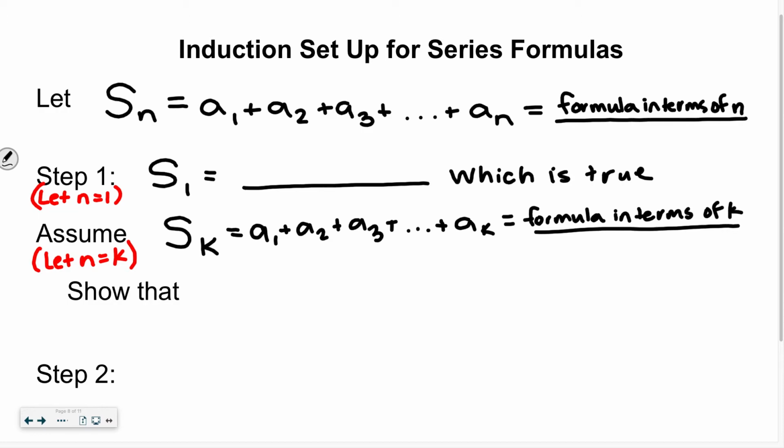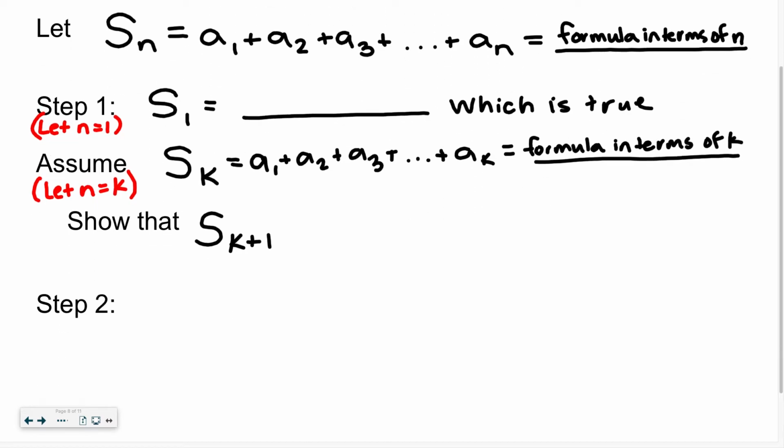What we want to do is show that if k works, k plus 1 also works, right? So that's our show that statement. That's when we do the stuff we practiced at the beginning of class. We're going to just see what S sub k plus 1 should come out to be. This is going to tell me when I stop my proof. When I get to this formula algebraically, I've proven it.